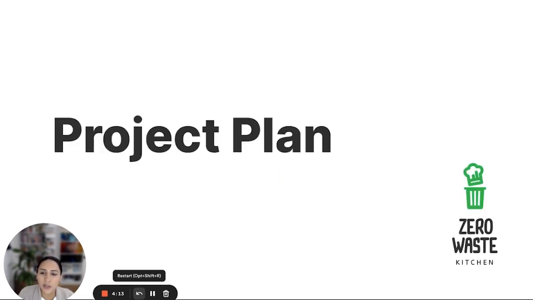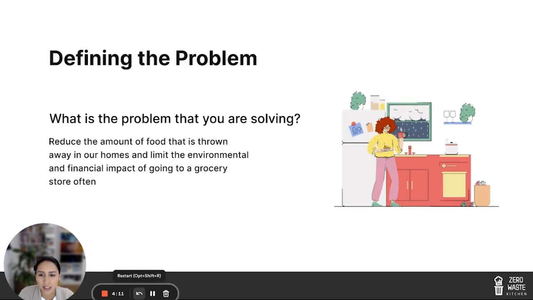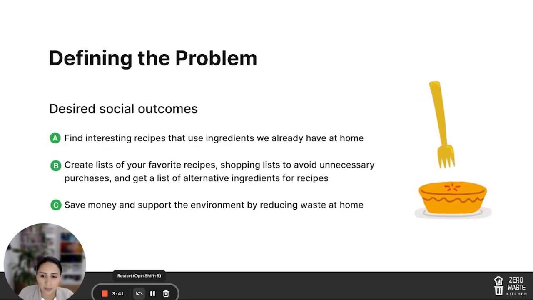Okay, let me talk to you about the project plan. How many times have we wanted to prepare a recipe only to realize that we are missing an ingredient? You have had to run to the store to buy an ingredient only to realize that we could have made another recipe with products that we already have at home. So what I wanted to do with this app is reduce the amount of food that is thrown away in our homes and limit the environmental and financial impact of going to a grocery store often.